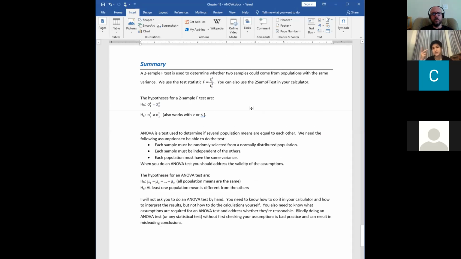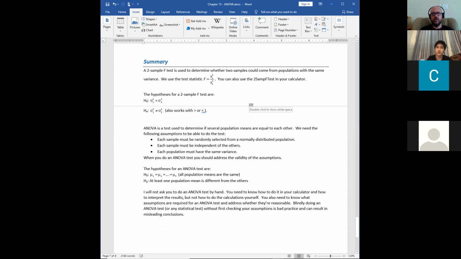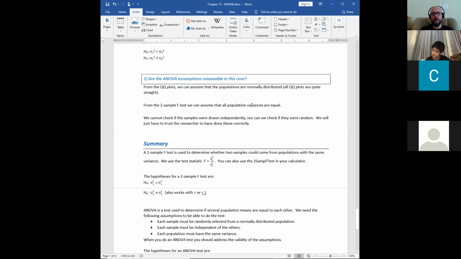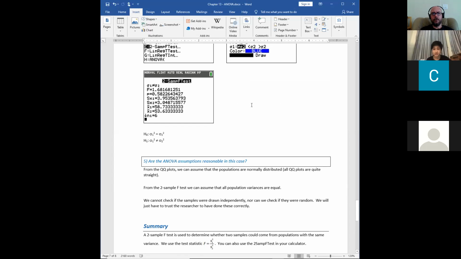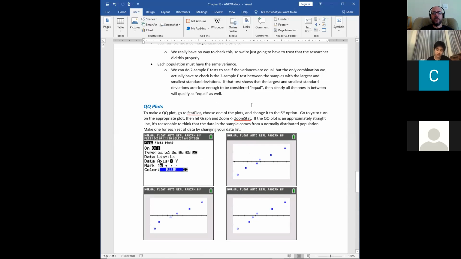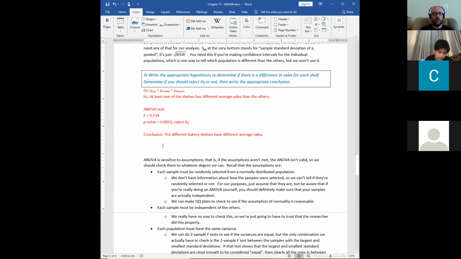Can two or more population means be different? Yes. So that's why I wrote the conclusion like this: the different bakery shelves have different average sales. We actually don't know which one or which ones are different from each other. Maybe all three are different from each other.